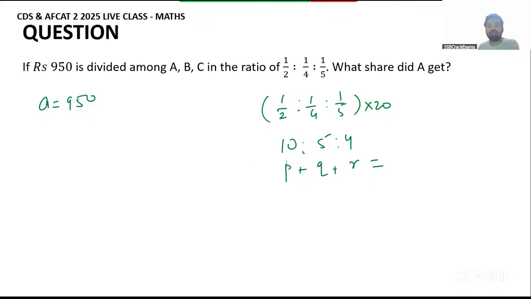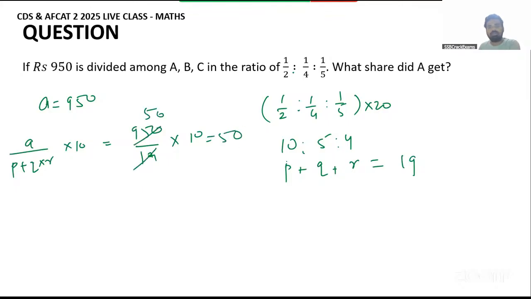Okay, and now I have given the answer. PQR, now you can add 10, 5, and 4 as 19. So A upon P plus Q plus R. First ratio is how much? It is 10. Okay, so A is 950, this is 19, and this is 10. So it is 5 times. So it is 500. So for first, the amount will go as 500. In the second case, 950 upon 19 into 5.